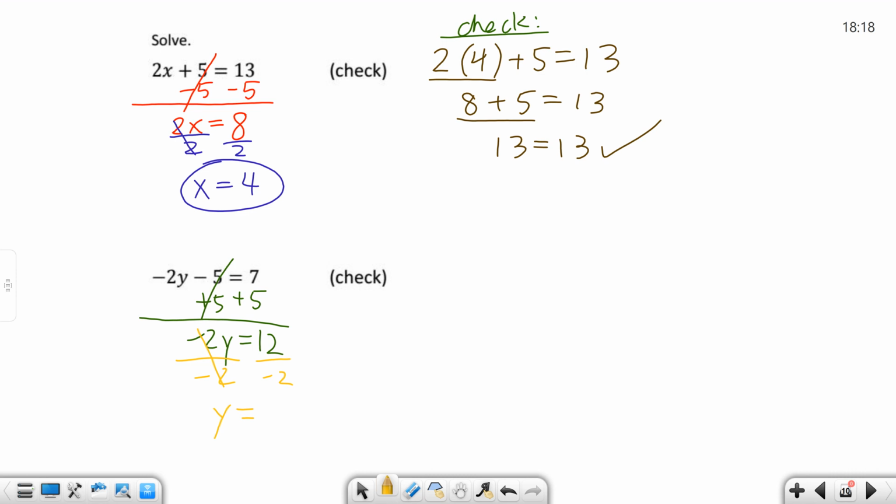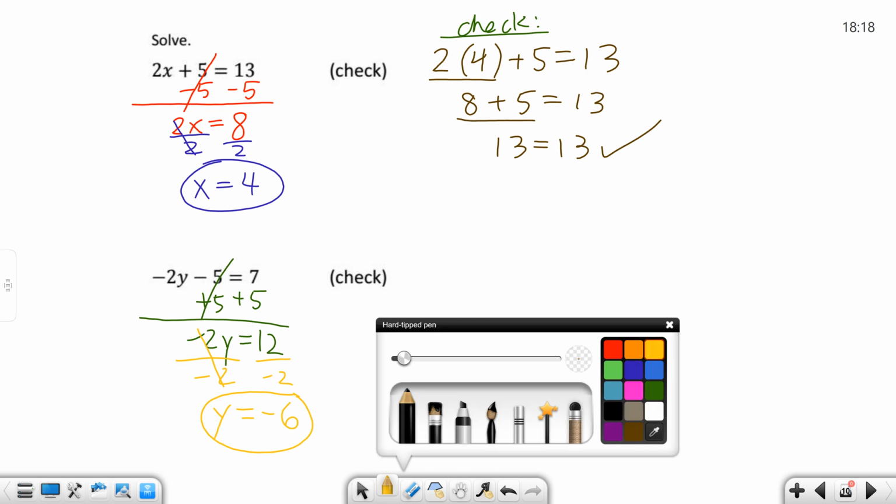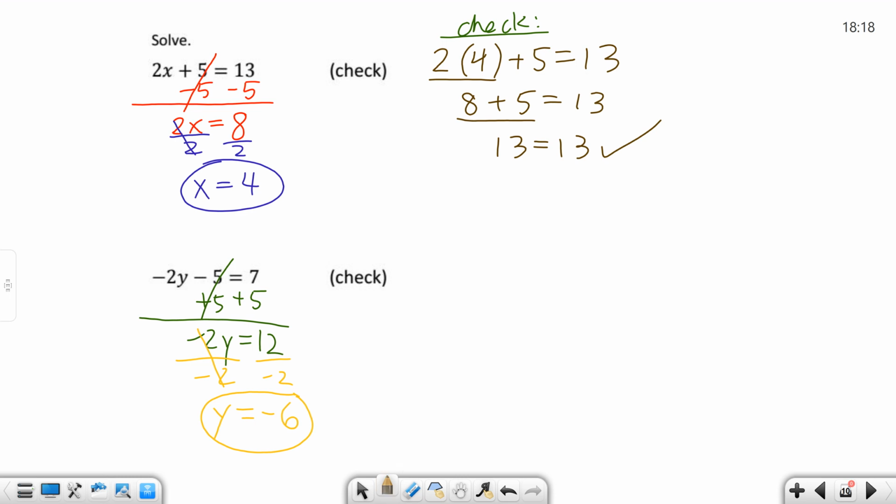All right? So then that divides out. Y equals, and then a positive divided by negative is negative. 12 over 2 is 6. So Y equals negative 6. And again, we want to check this. So I'm going to go back to my original. Always checking the original equation. Don't go down there and say, oh, well, let me check it here. No, always the original. Negative 2 times Y, that's Y, right? Minus 5 equals 7. So here we're checking it.